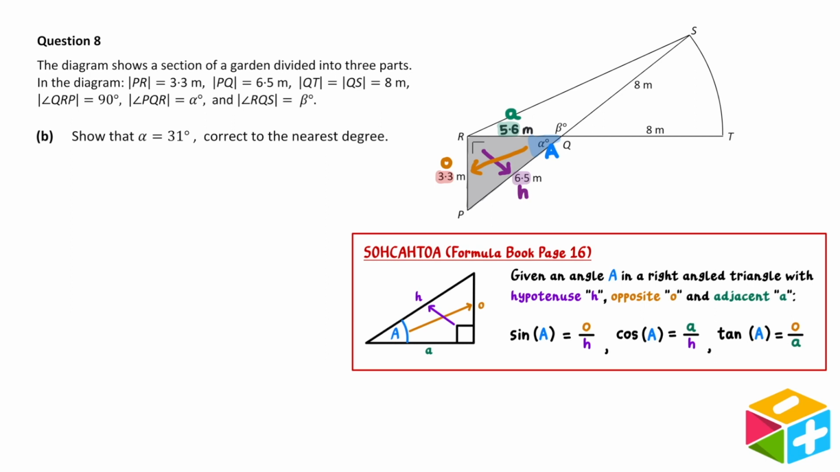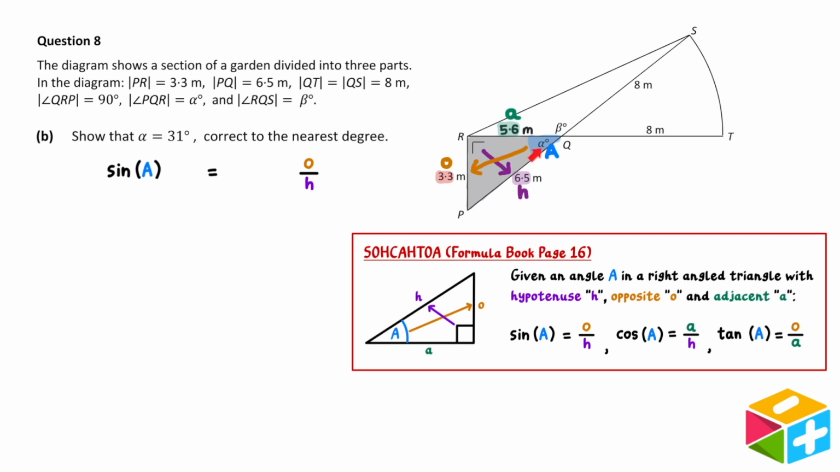Each of our three trigonometric ratios, sine, cos, and tan, involve 2 out of the 3 sides of the triangle. Since we actually know all 3 sides of the triangle, we have some flexibility here. Sine, cos, and tan are all options that will work. I'm going to pick sine and use the fact that sine of A is equal to O over H.